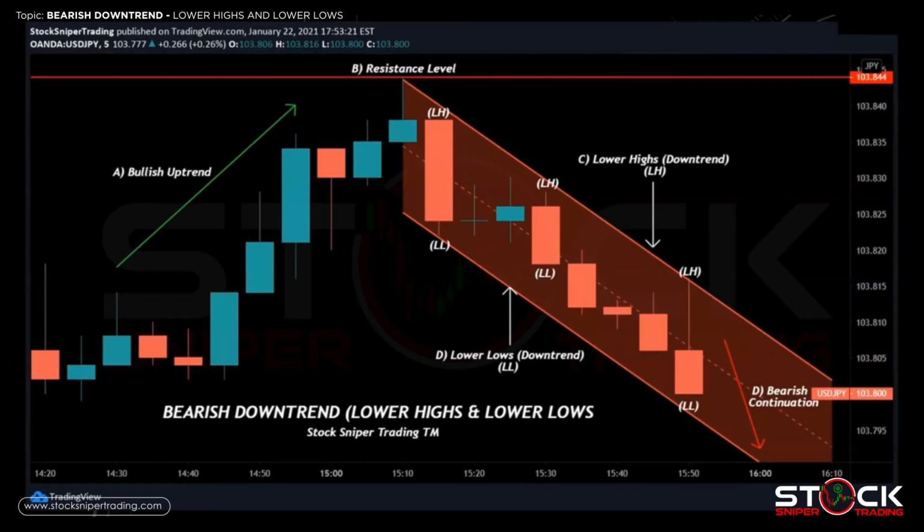C, we make lower highs and continuing our downtrend, and it is LH, and we go to D, which continues to make lower lows, confirming our downtrend. And as price action continues to obey and respect these lower highs and lower lows, you can see that the price continues to go bearish, and more selling pressure comes into the market as selling volume increases. D, we have the bearish continuation, and we have price action continuing to fall as long as we continue to break previous bullish support levels and price action continues to make these lower lows and lower highs.